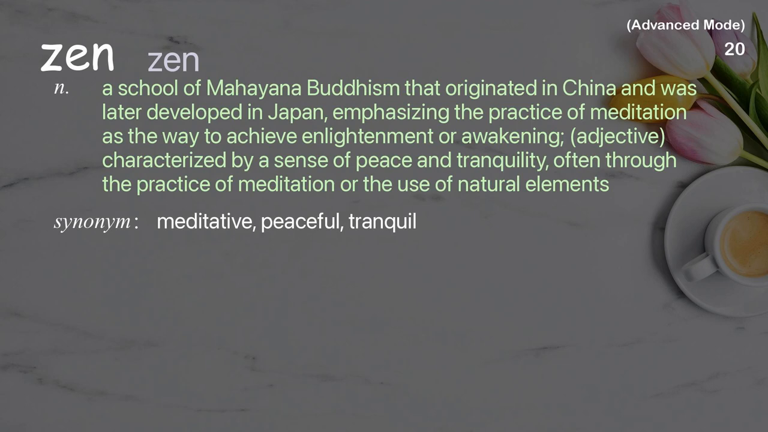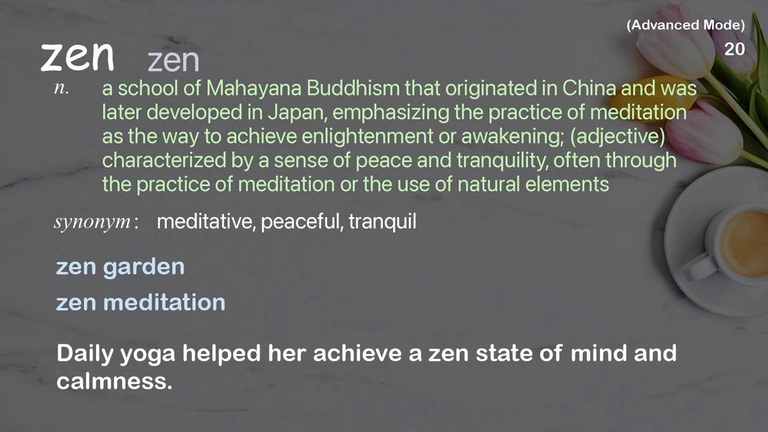Zen. A school of Mahayana Buddhism that originated in China and was later developed in Japan, emphasizing the practice of meditation as the way to achieve enlightenment or awakening. Adjective, characterized by a sense of peace and tranquility, often through the practice of meditation or the use of natural elements. Examples: Zen garden, Zen meditation. Daily yoga helped her achieve a Zen state of mind and calmness.